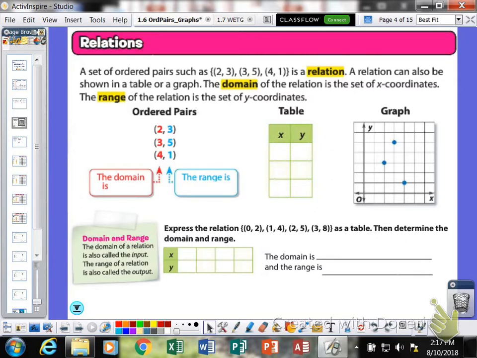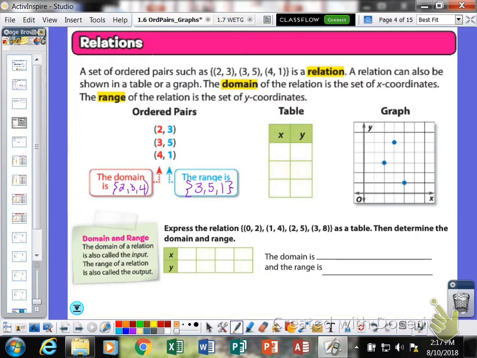So for example, 2, 3, and 4 is the domain. So we make this like a little squiggly: 2, 3, 4. That is your domain. The range, you can make a squiggly: 3, 5, 1. The range. So we look at the second set of values, 3, 5, 1. And they can be in order like that. They can be in numerical order. It doesn't matter.